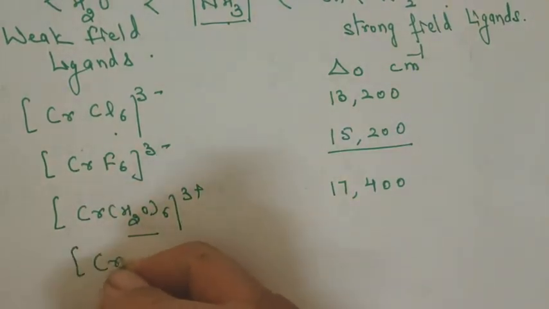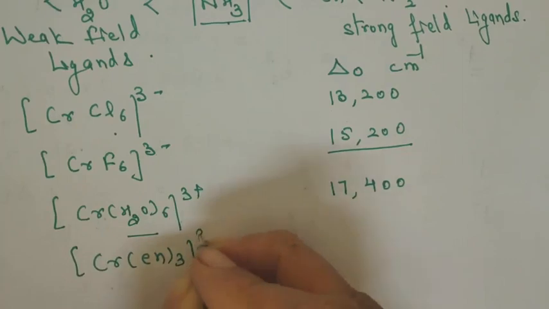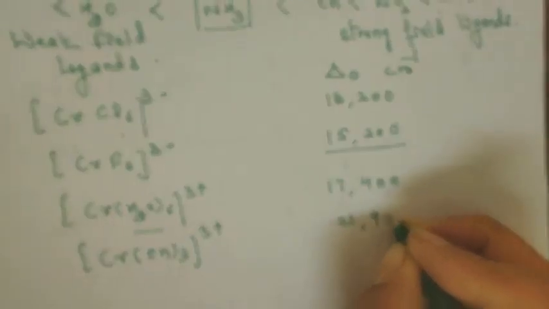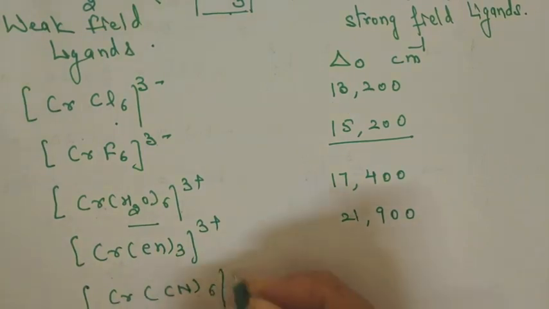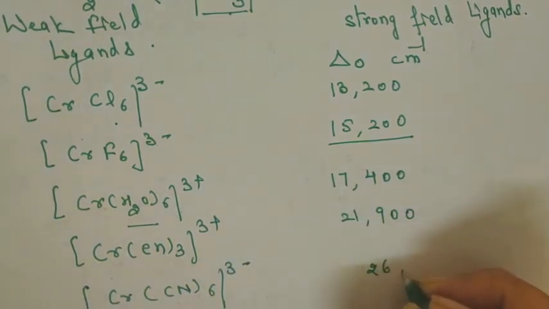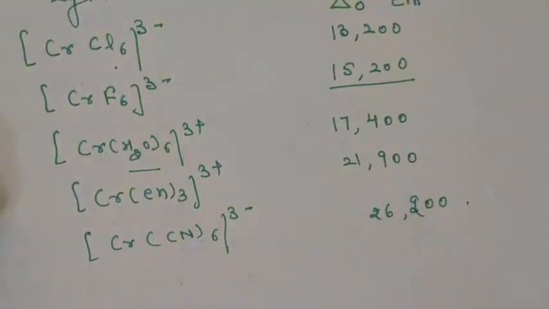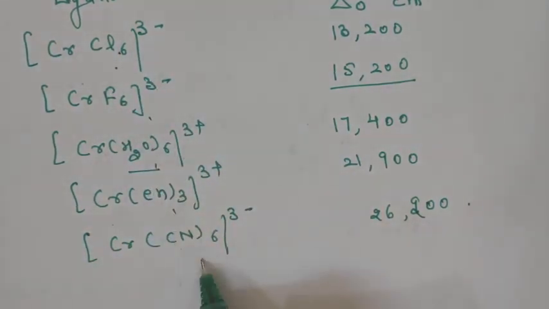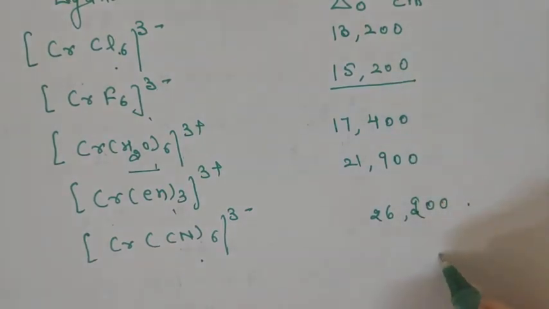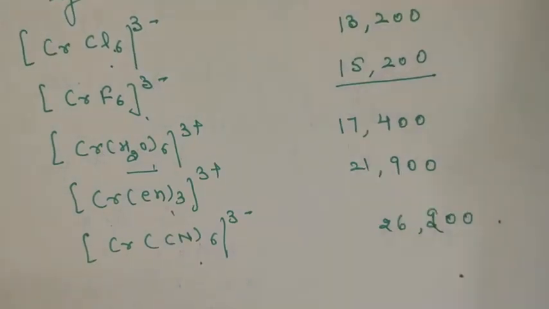Now let us suppose ethylene diamine is present. It will cause a splitting of the order of 21,900. If in place of ethylene diamine I put cyano, CN6 3 negative, it will cause a splitting of 26,200. So you can see, moving from Cl, F, water, ethylene diamine and then cyano, larger will be the value of crystal field splitting caused by it. This is the first factor, that is the nature of the ligands.